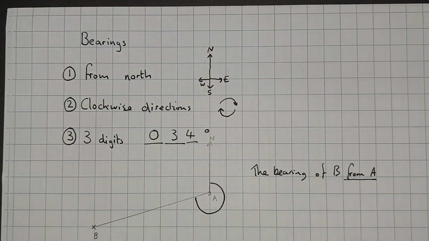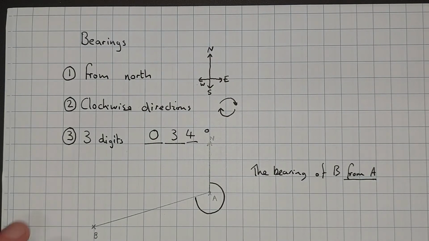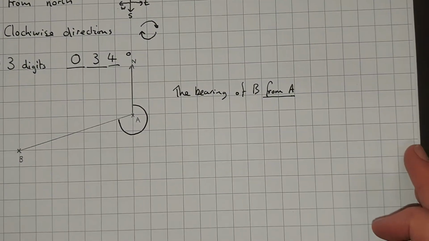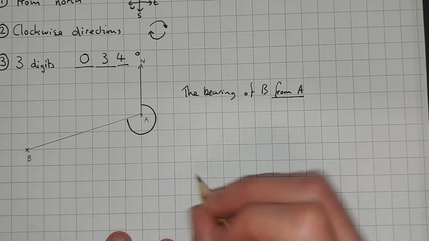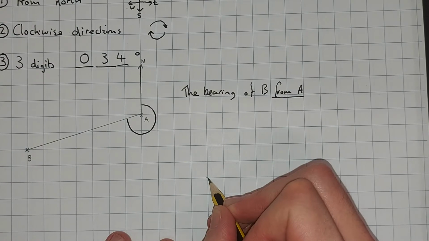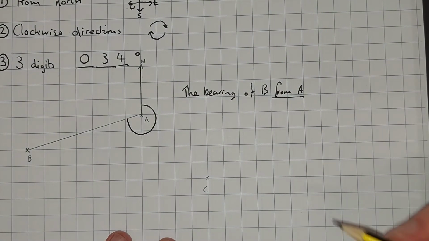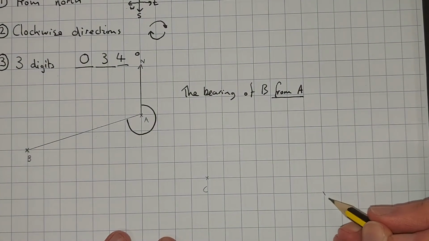Okay, at the moment we're just marking them on. You don't need to worry about measuring it. That would be the bearing of B from A. Right, let's do one more quickly under here. So let's have a point A up here. Actually, we've done A and B, let's do C. And we'll do D down here.